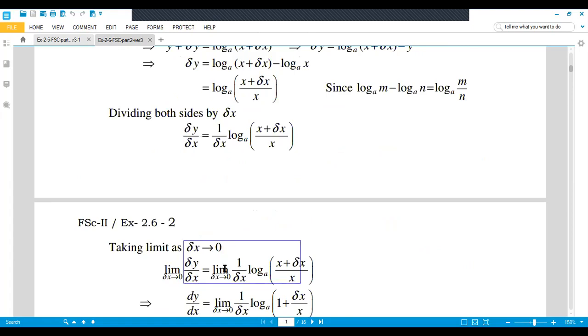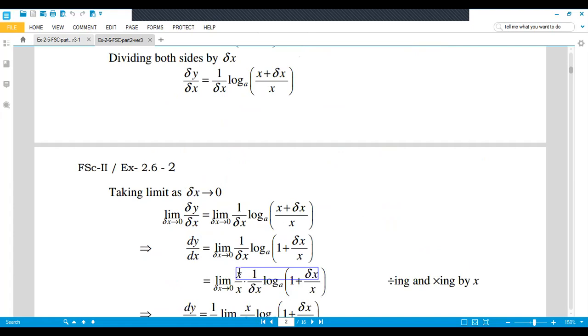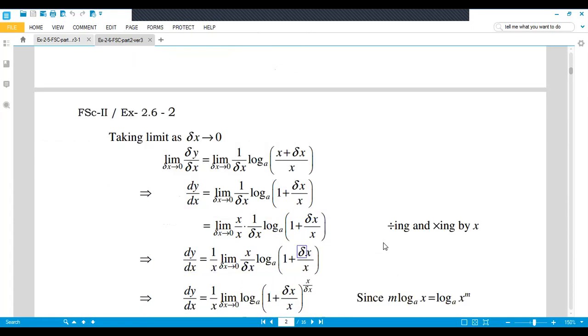Taking the limit as delta x approaches 0, you get log of x plus delta x divided by x, that is 1 plus delta x over x. So here limit delta x approaches 0. Multiply and divide both sides by x. When you multiply and divide by x, you get 1 over x times the limit as delta x approaches 0 of x over delta x log of a, 1 plus delta x over x. So this rule we apply: if something is in the coefficient, it will come in the power. So this coefficient will come in the power.